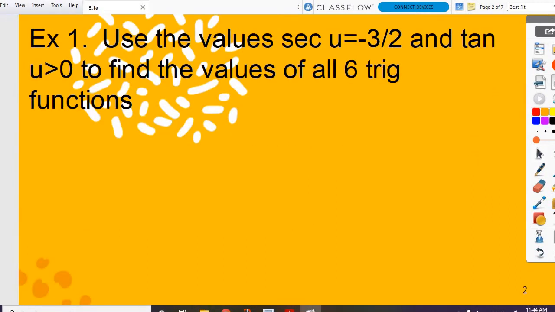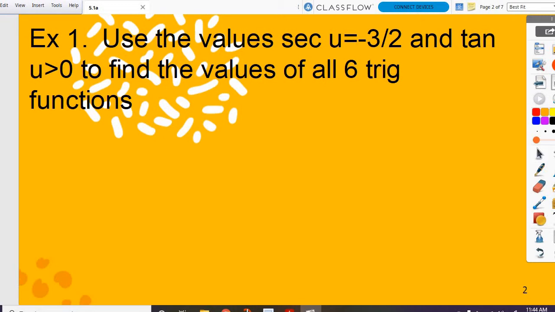Alright, so our first example says, use the value that secant of u equals -3/2, and that tangent of u is positive or greater than 0. So find the values of all 6 trig functions. Now, we looked at examples like this in our last unit. However, that was where we used our unit circle and made triangles with them, found the missing side, and then just used all of our trig ratios to find all of our trig functions.